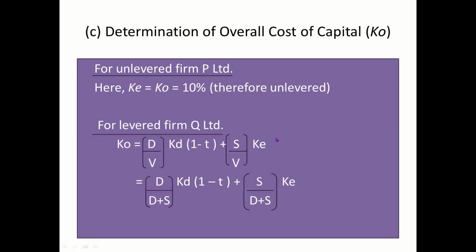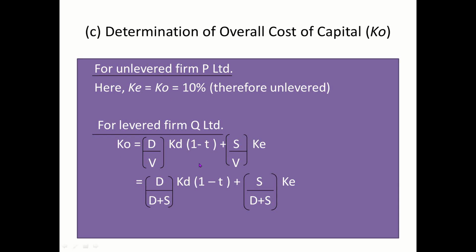Then we will come to the overall cost of capital. The overall cost of capital we can find out in case of P Limited. There is no debt, so overall cost and cost of equity both are the same. It is the same for P Limited. Right?